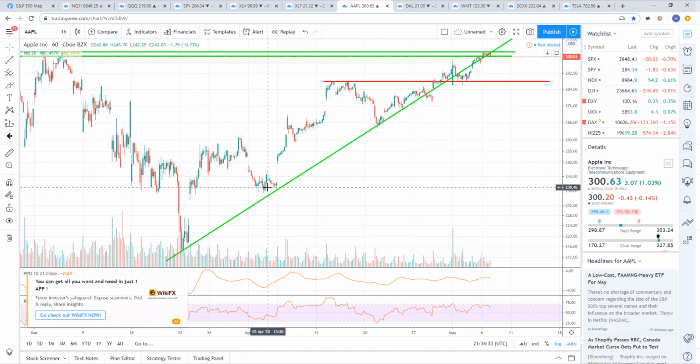Then we came back and tagged support again. And then from there, we moved up really all the way up here, another 20%. And look at the moves, big gap ups, impulsive moves up. Gaps are always impulsive. And same with down here, a gap up. Here was another gap. Impulsive, strong moves up. Then we came back and tagged support again, tagged the trend line again.